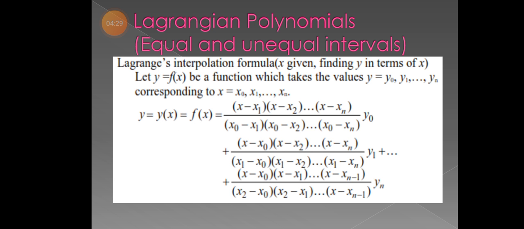This is the Lagrangian formula. It goes up to yn like that. The dots here mean etcetera. I am just explaining that in the denominator, in the first case you use x0, in the second case x1, in the third case x2, and similarly it goes on up to the xn value. This is the Lagrangian polynomial with equal and unequal intervals.